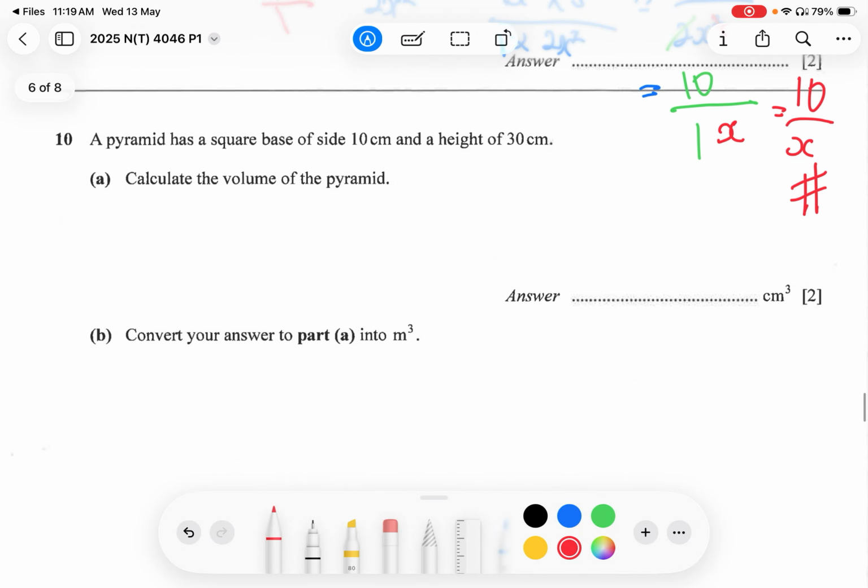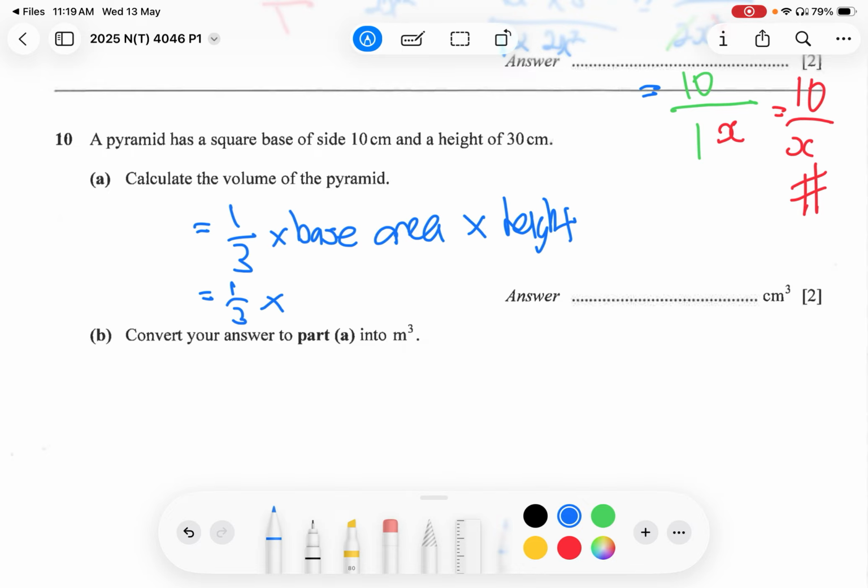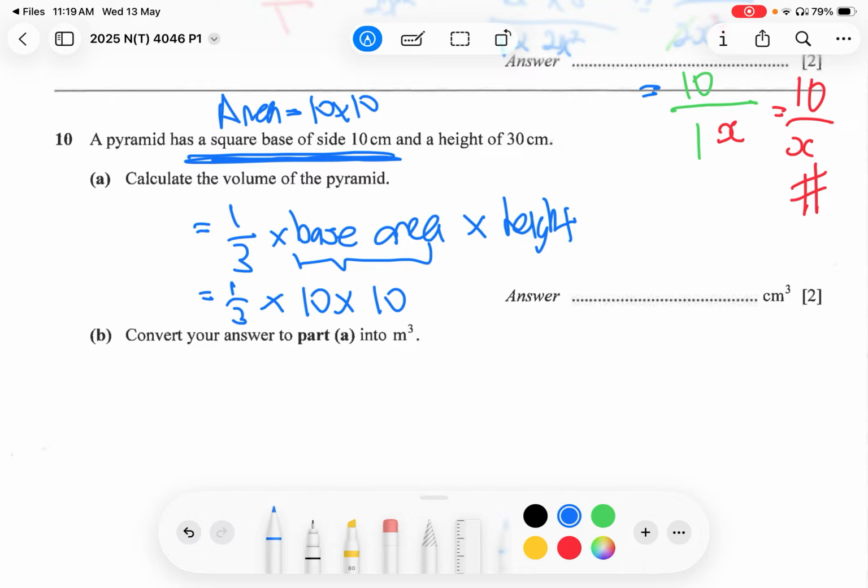This one. A pyramid with a square base of 10 cm and a height of 30. Find the volume. So for this case formula, the volume is 1/3 times the base area times height. So it's 1/3. The base area of this is the area of the square. 10 times 10 is a square base. So the area is 10 times 10. What's the square base? It's like this. So the area is 10 times 10. The height is 30. So you press calculator, you get 1000 cm cube.